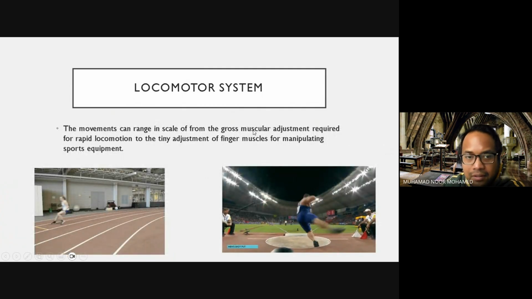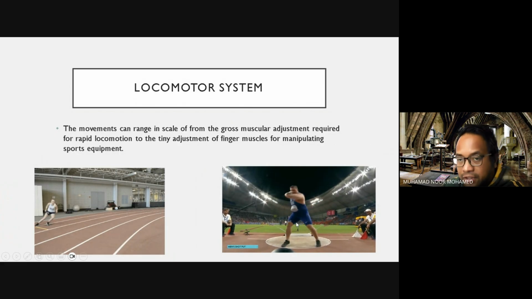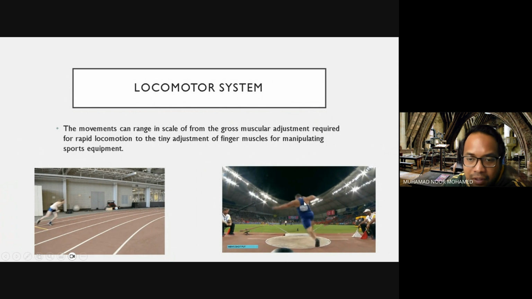Movement can range in scale from gross muscle adjustment to fine motor movement. Let's take an example. Gross muscle movement involves large muscles, and most of the time the output is large, yet not accurate. Let's say this one is more towards the throwing itself. To ensure that the throw is accurate, control needs to be given to the hand and fingers. That will be fine muscle movement.